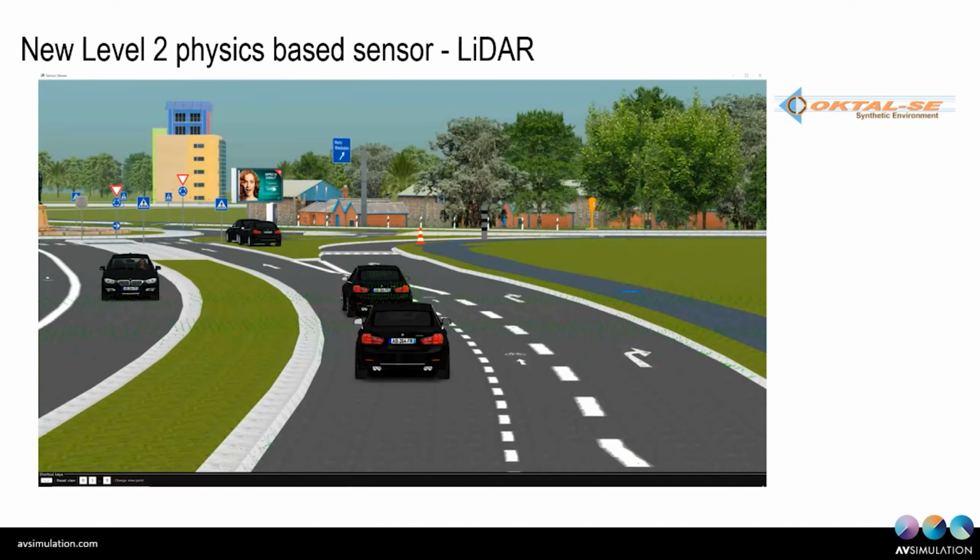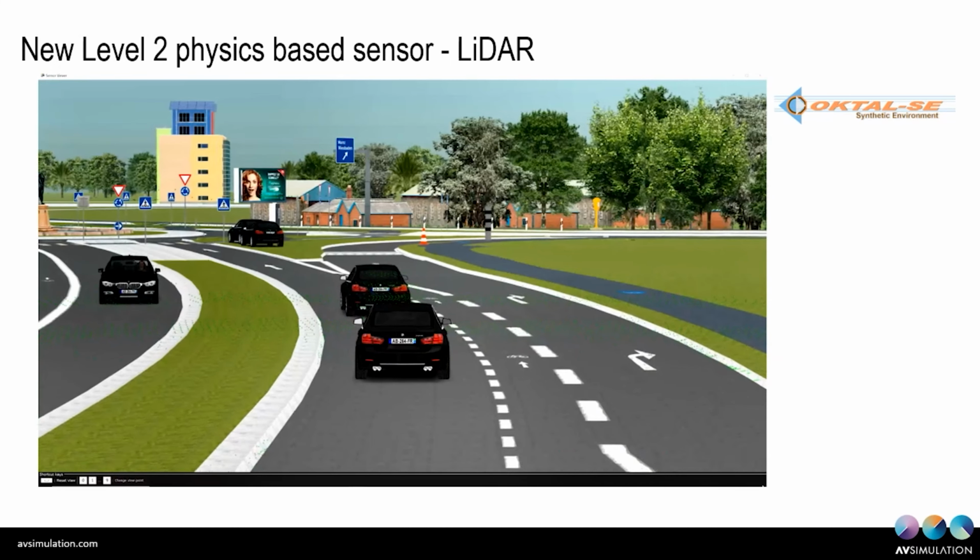Another type of sensor that is already available in SCANeR 2021. As you probably know, we have already some level 2 physics-based sensors. So what is for us a level 2 physics-based sensor? First of all, it is a sensor based on physics, that will use the physical properties of our scene in real time. For this level 2 sensor, we have a project with Oktal, our sister company, which is a company specialized in the simulation of sensors.